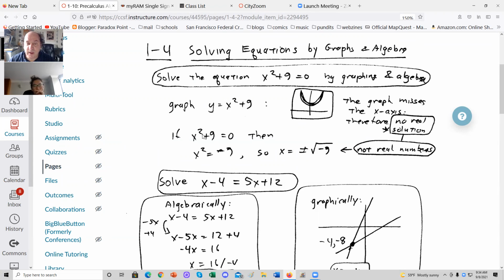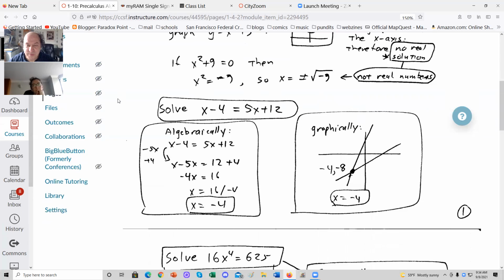Now, if we try algebra, let's see, x squared plus 9 equals 0. So x squared is negative 9. So x is plus or minus the square root of negative 9. Oops. Square roots aren't defined on negative numbers, at least not in the real numbers. So these are not real numbers. Now, we can solve it. The solutions are plus or minus 3i, where i is the square root of negative 1. But that's for much later. We'll deal with that later.